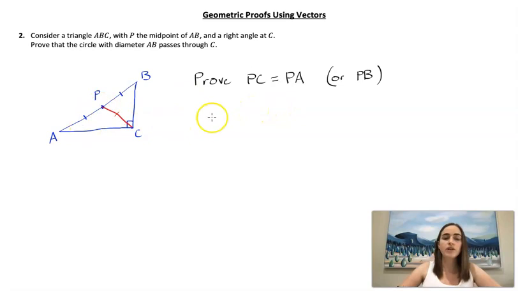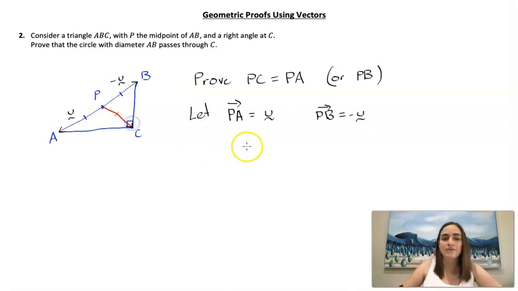Okay, so I'm going to let PA, the vector PA, I'm going to call that vector U. So from P to A going this way is going to be our vector U, which then means that this one going from P to B, well, that's going to be exactly the same length, but going in the opposite direction. So that means that PB would be minus U if it's going out here. I'm also going to call PC, so the vector PC, I'm going to call that vector V.